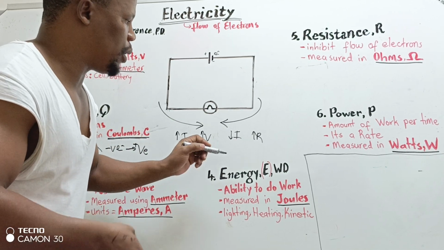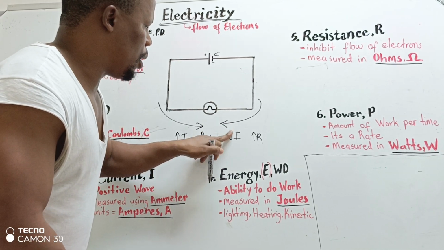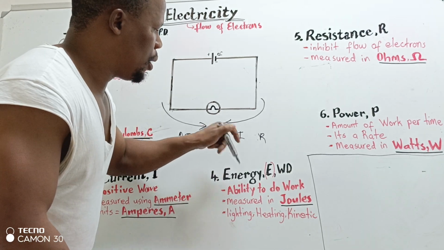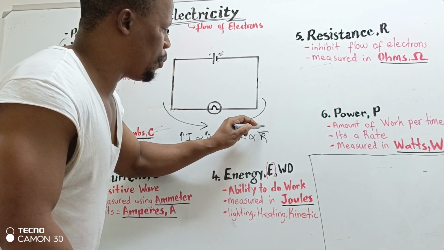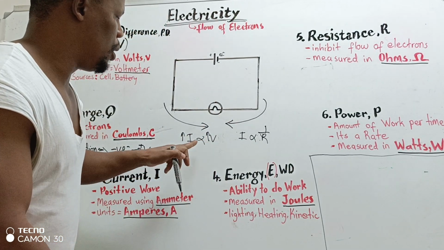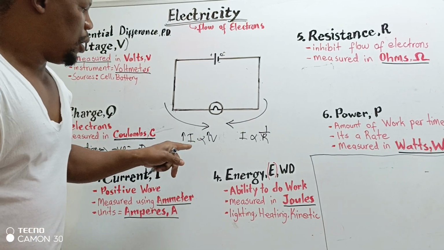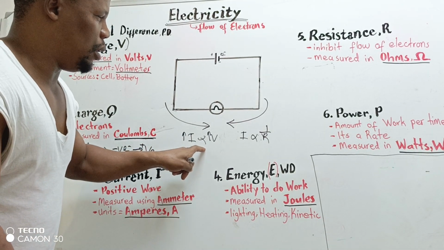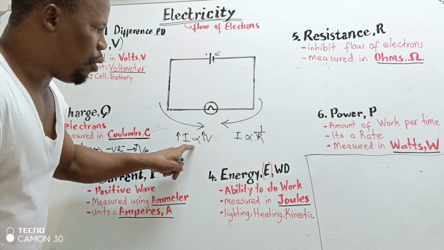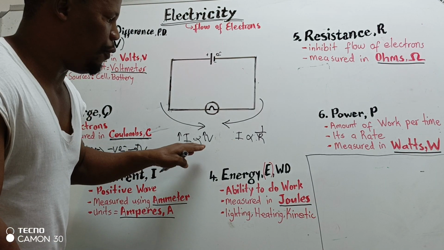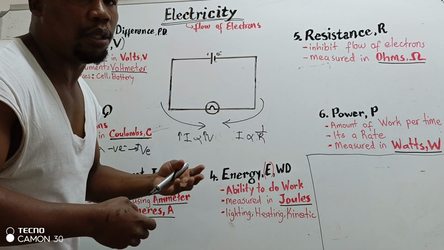How do they inversely proportional? This is how we write it. Current is inversely proportional to resistance. And current is directly proportional to voltage. If you combine two or more proportionalities in physics, we make an equation.